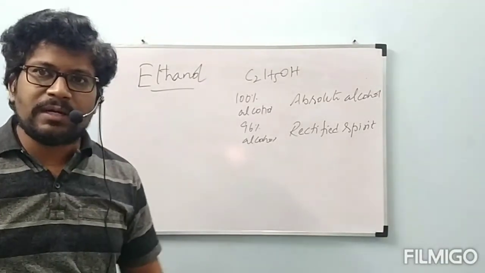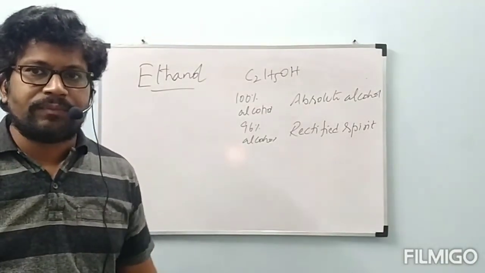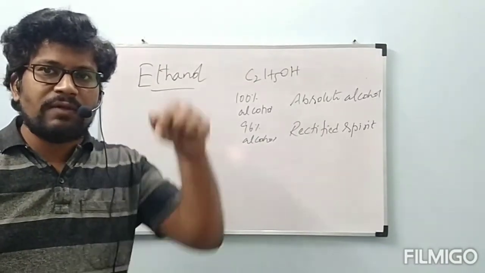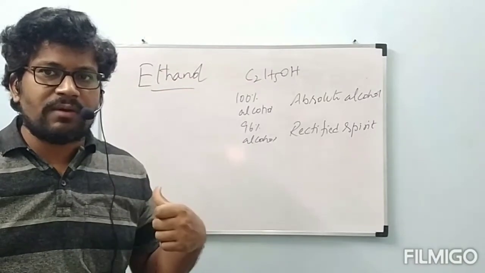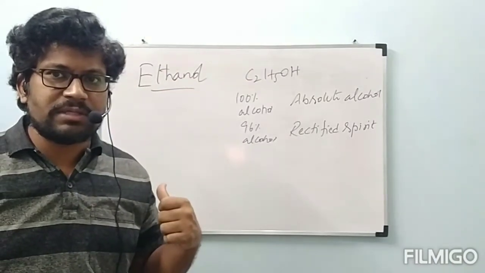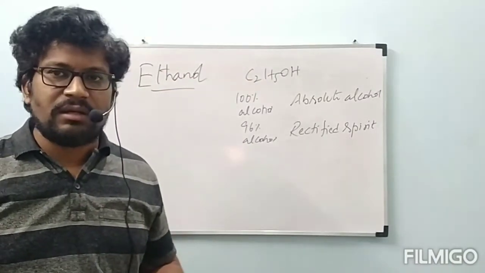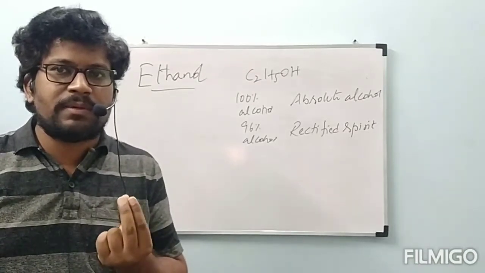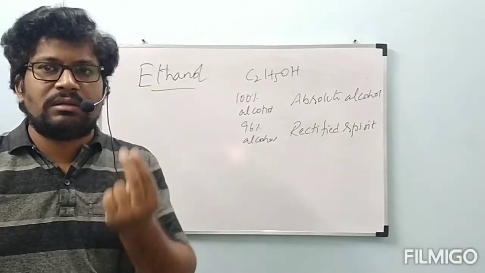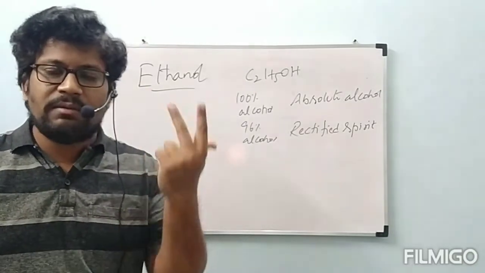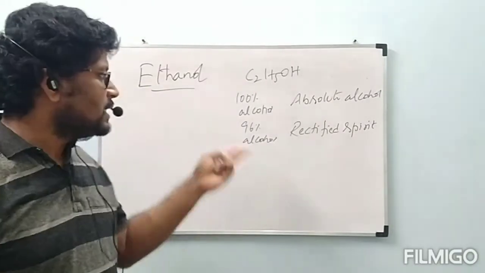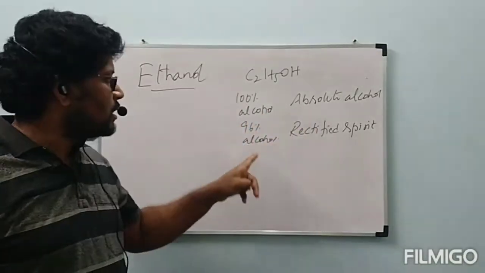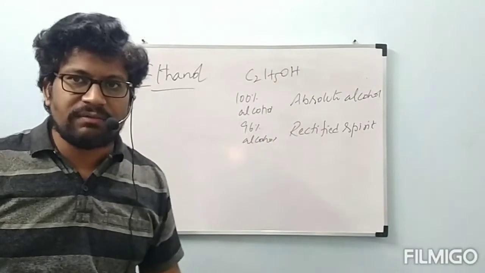We have a spirit lamp in our laboratories also. That spirit lamp contains alcohol as a solvent, and we have a wick. Actually, these are easily evaporable liquids, and easily they will catch fire. Through that wick, by the surface tension property, the alcohol comes to the tip of the wick and catches fire. So 100% alcohol is called absolute alcohol and 96% alcohol is called rectified spirit.